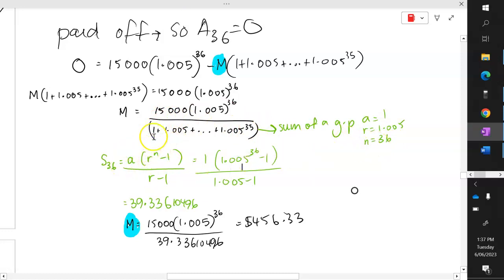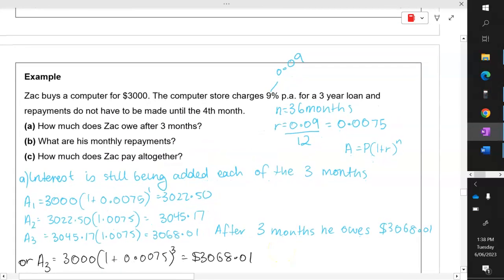I'm popping that into my sum of a GP formula. So I get these values here. Pop that in my calculator, and I get that my sum to 36 is 39.33, etc. here. And that's the bottom line here. So I've popped that in there and written it nice and neatly down here, and pop that in my calculator, and I've got my M is $456.33. So if we're paying that off every month, our loan will reduce to 0 after our 36 months. Let's go to the next page and the next example.